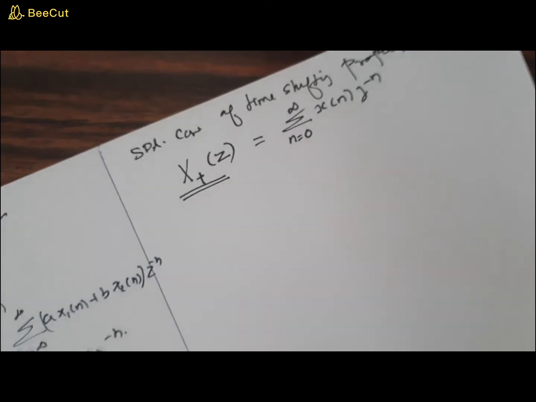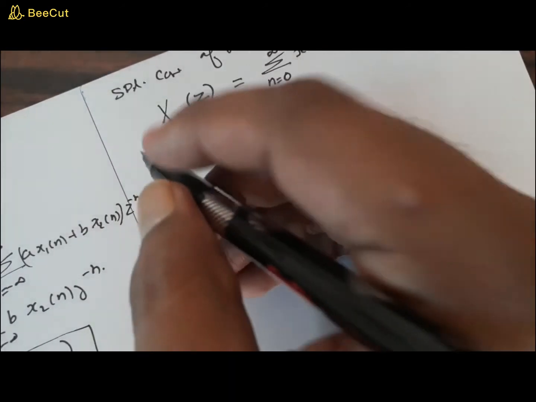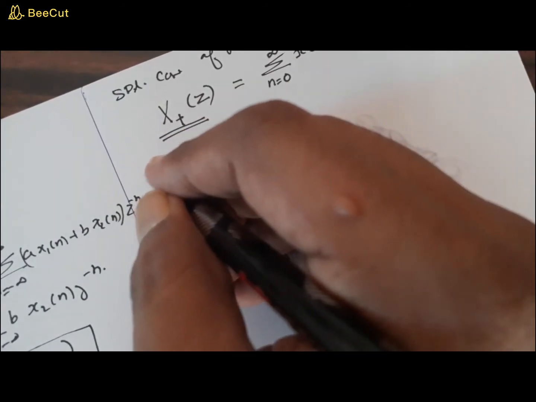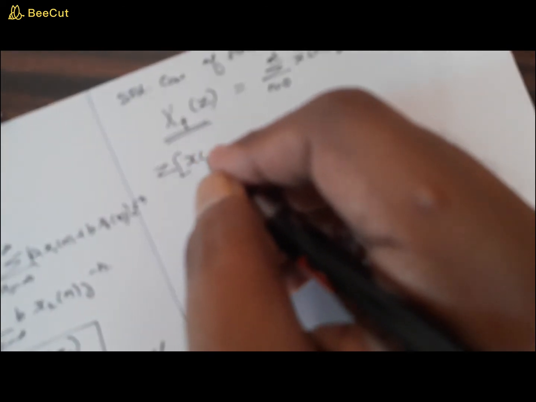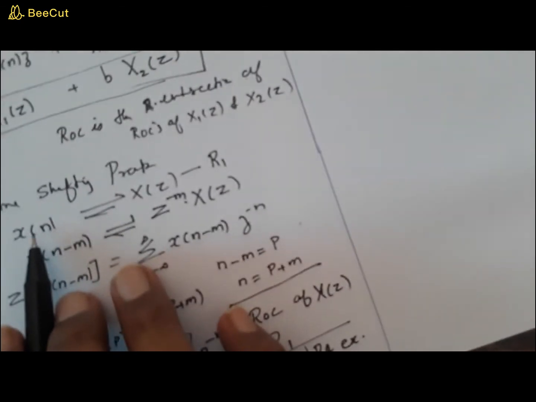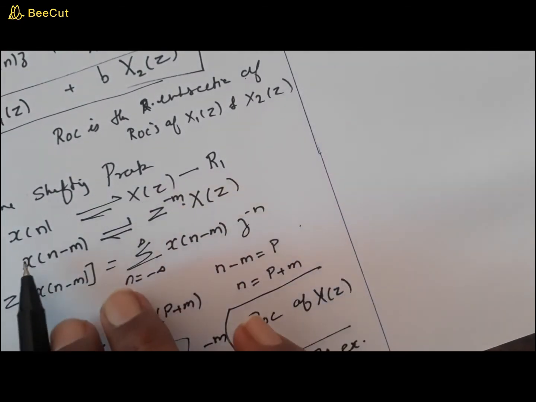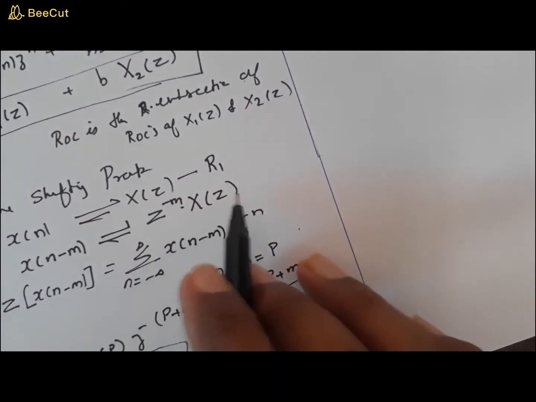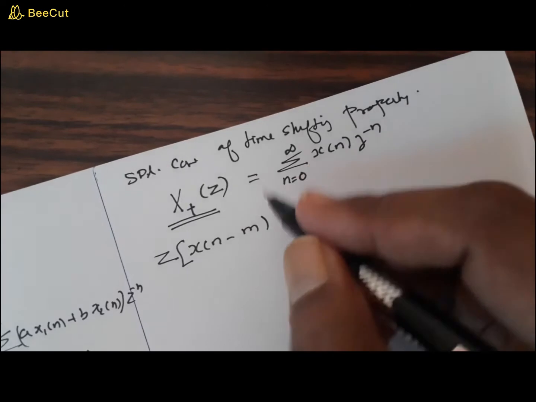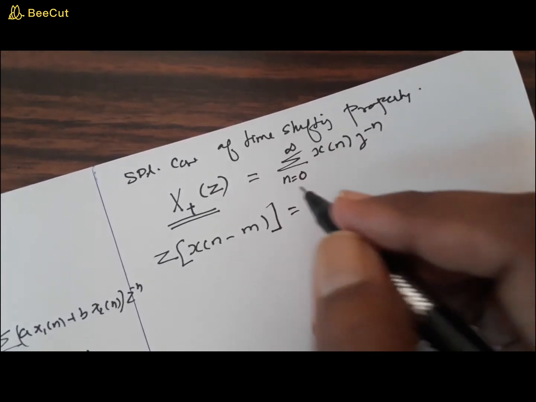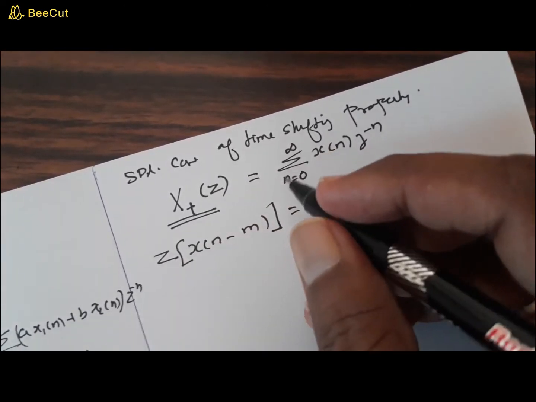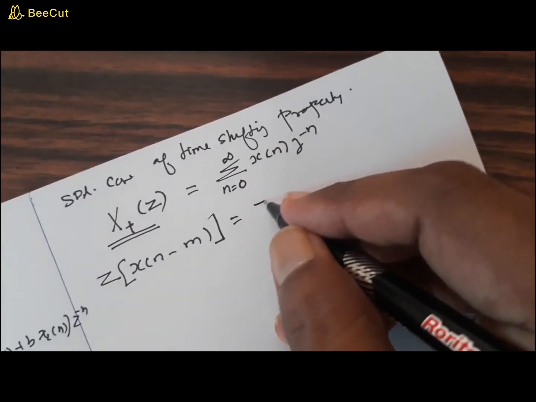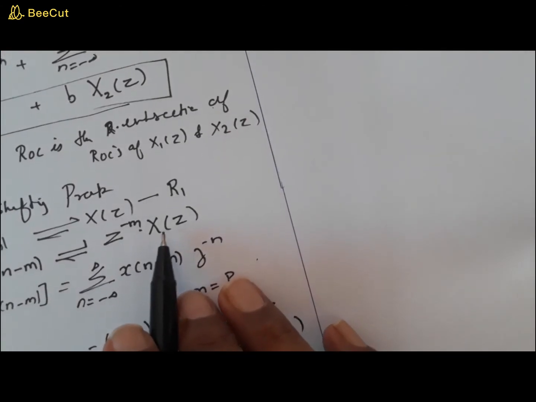Now you can have a time shifting property. For example, say you have x of n minus m, where your assumption is that the z transform of x of n is X of z. So x of n minus m will be z raised to minus m into X of z. That's the general case. Now you have a special case of this. If it is a causal signal, then it will have one more term apart from z raised to minus m into X of z.